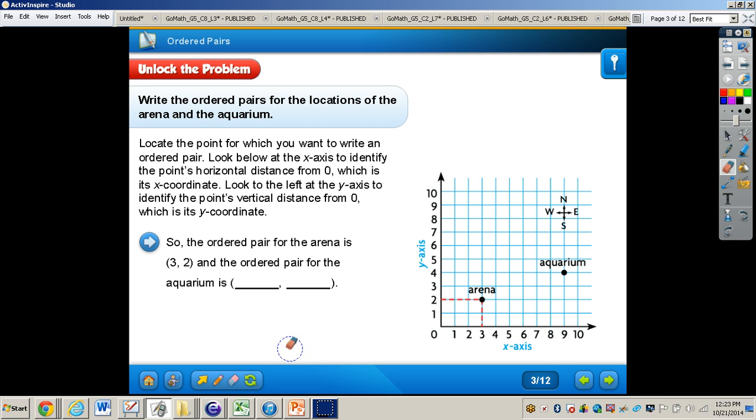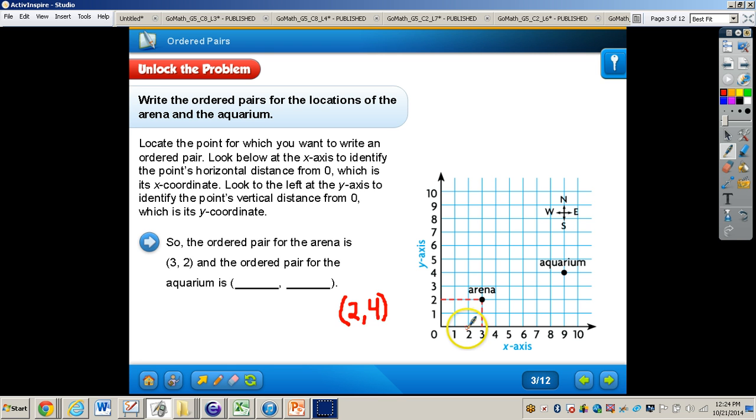Now, each point on the coordinate grid can be described by an ordered pair of numbers. The x-coordinate is the first number in the ordered pair. It's the horizontal location, or the distance the point is from 0 in the direction of the x-axis. So in other words, if we have our ordered pair of, for example, 2, 4, the first step, we move 2 to the right on my x-axis.